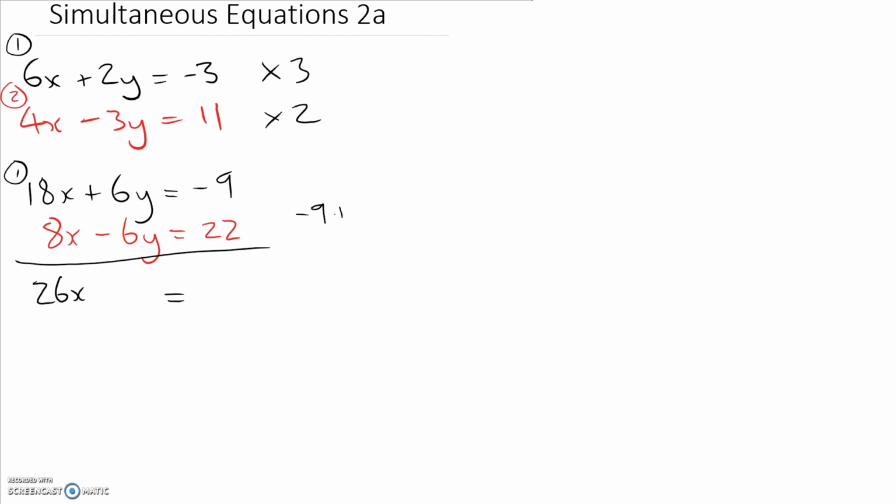Negative 9 plus 22. Well, I could write that the other way around. It might make it easier to do. That really just means 22 minus 9. 22 minus 9. Okay, we get 13.